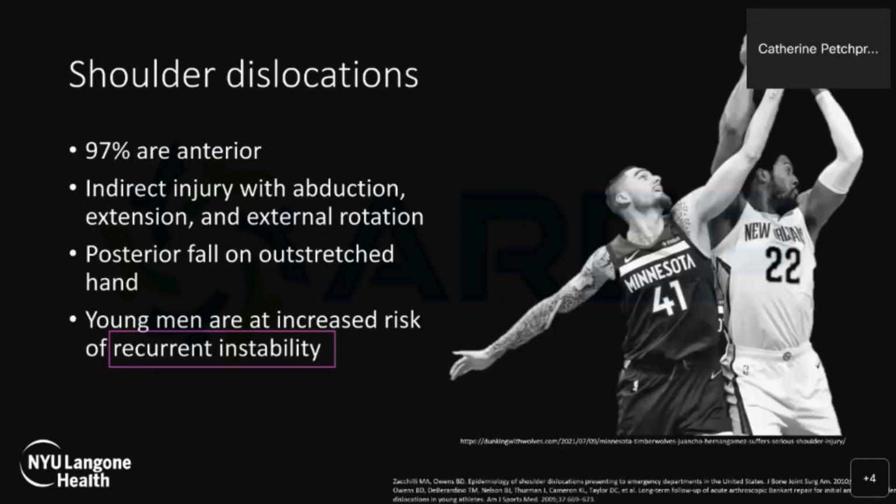Shoulder dislocations are common and most often occur in the anterior direction. They're the result of an indirect injury to the shoulder, with the arm abducted, extended, and externally rotated, or as a result of a backward fall and outstretched hand.